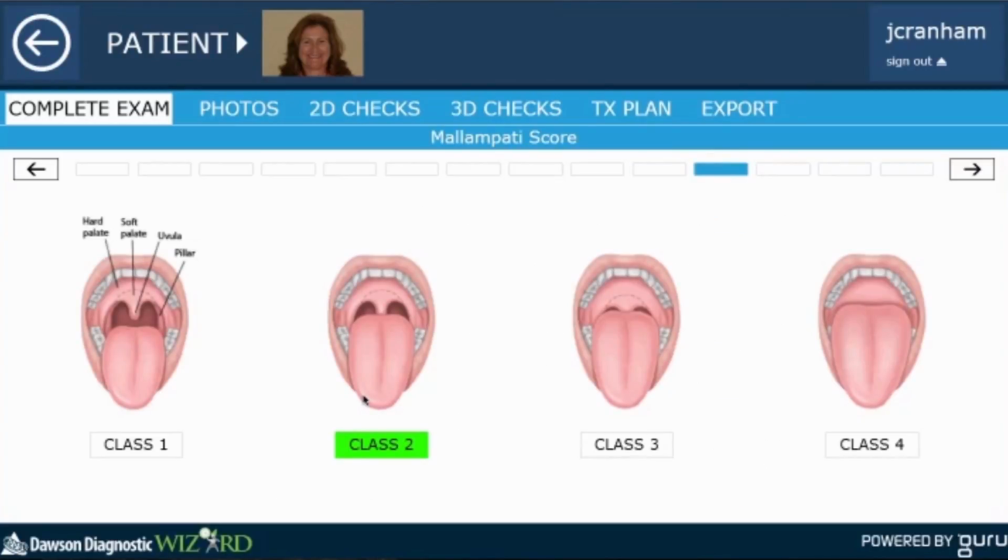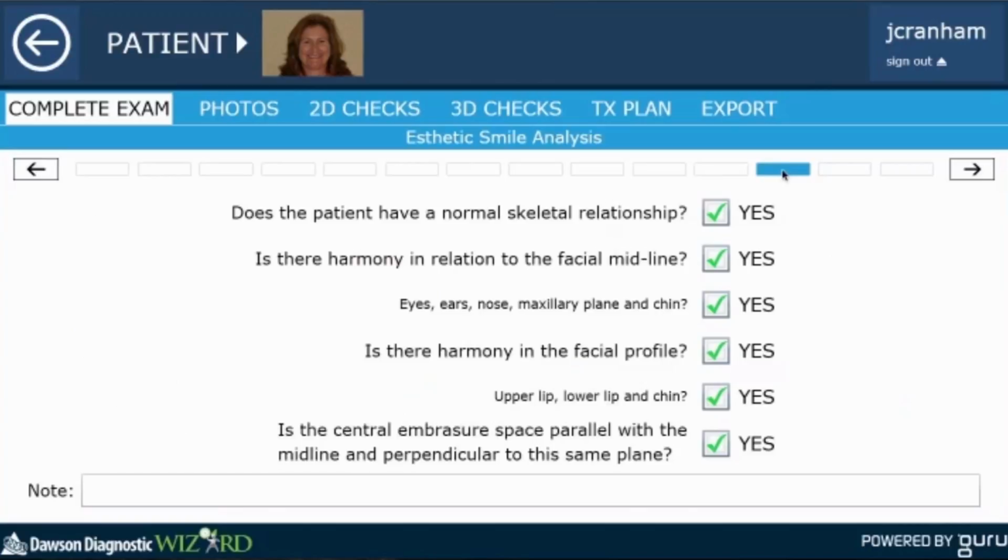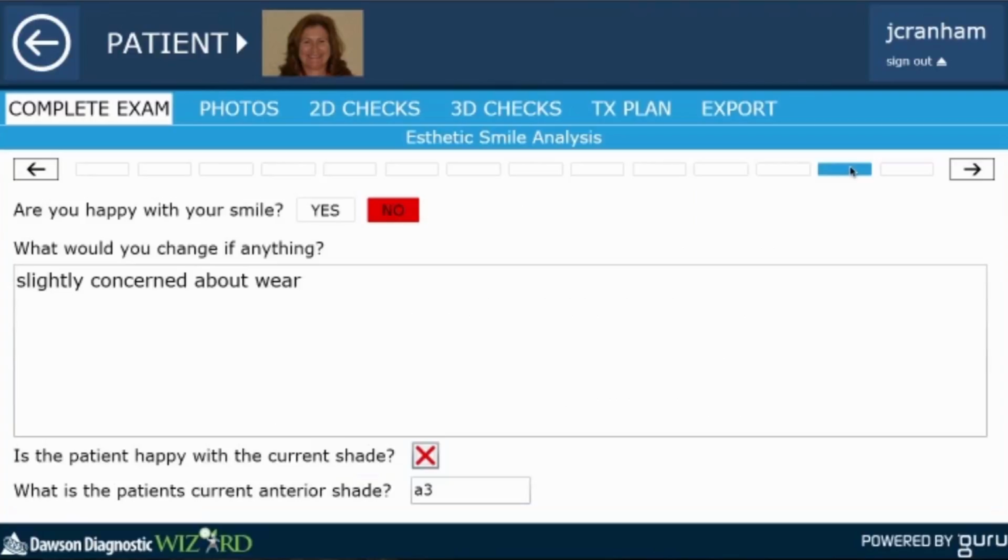So the Mallampati score was 2, so not so bad there. And basically, from the standpoint of her skeletal relationship, we'll look at, again, class 3 type tendencies, but fairly happy with everything she's seen. And again, in a little further explanation, she is concerned about the wear in her teeth, and she's not totally happy with her smile.